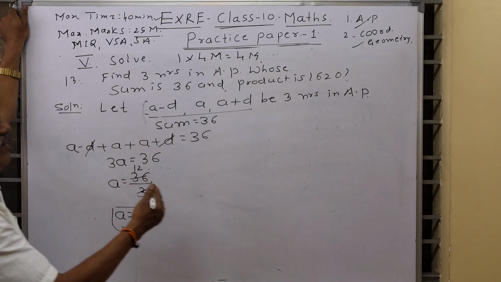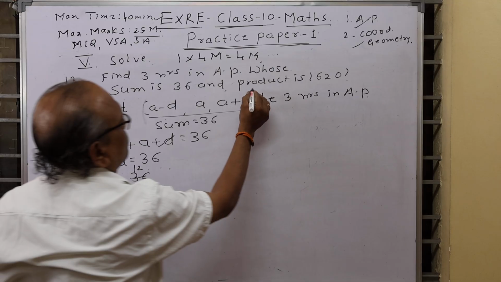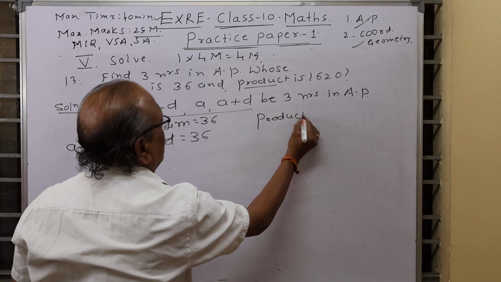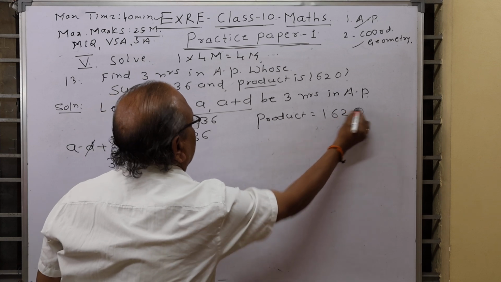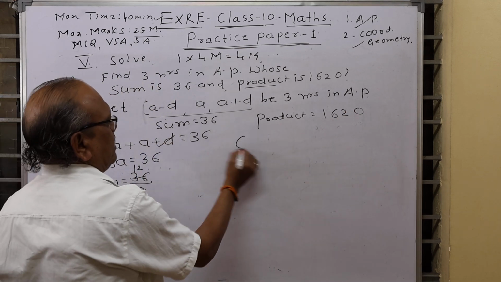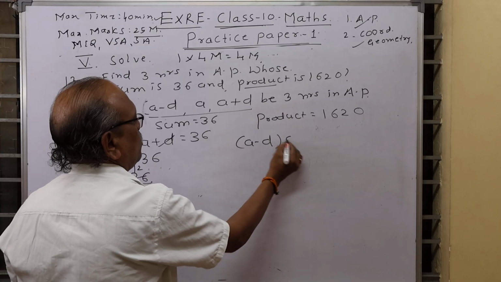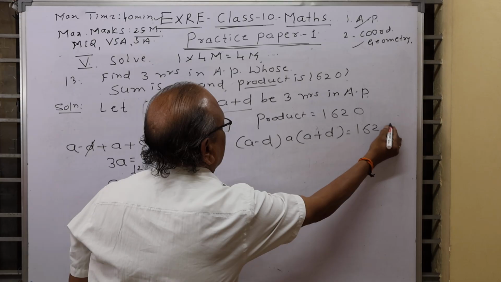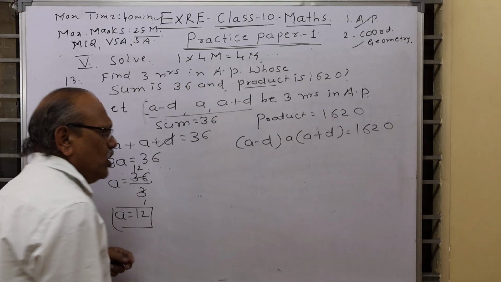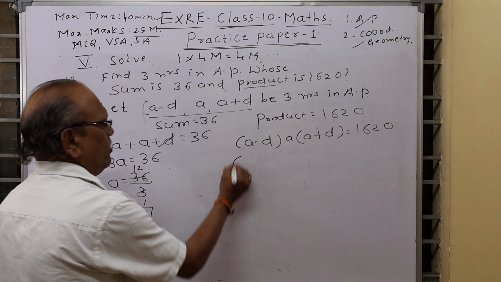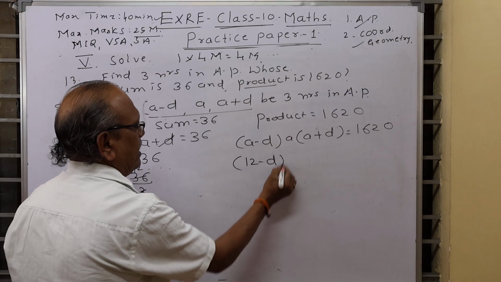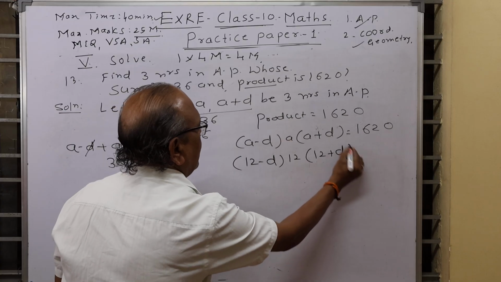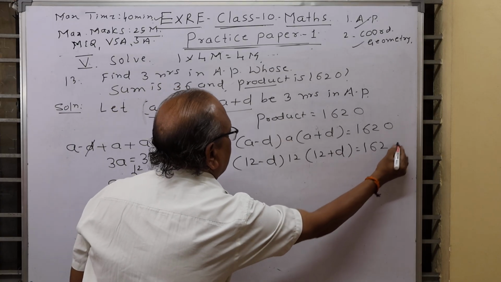How do you get d? To get d, another piece of information is given: the product is 1620. What is the product? That is a minus d into a into a plus d is equal to 1620. Now you know the value of a, substitute here. What do you get? 12 minus d, then 12, then 12 plus d is equal to 1620.